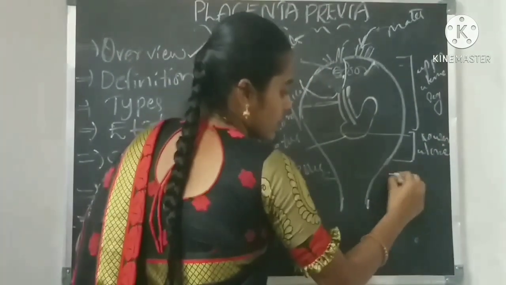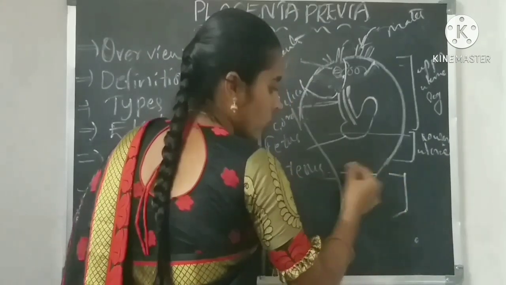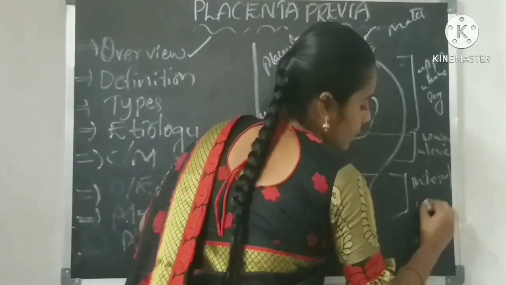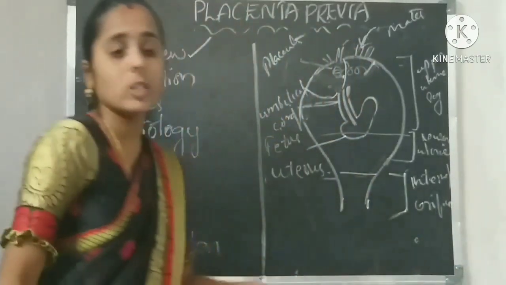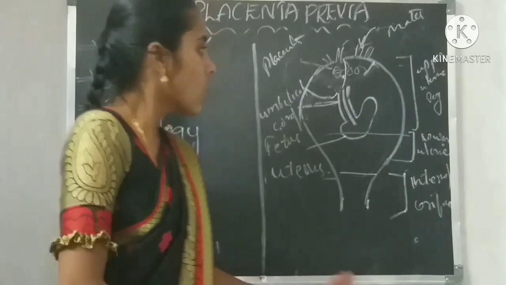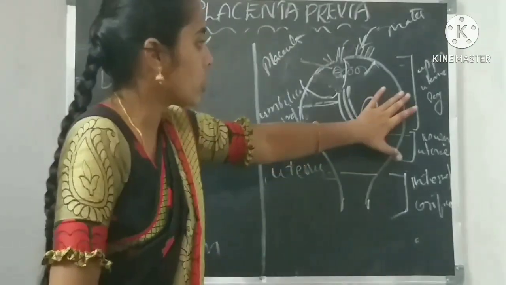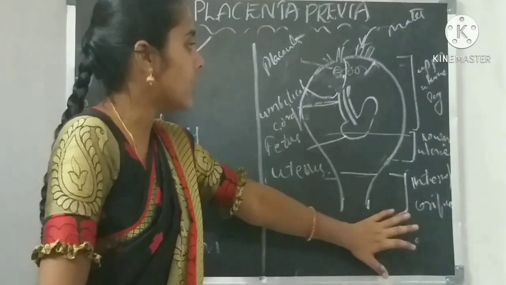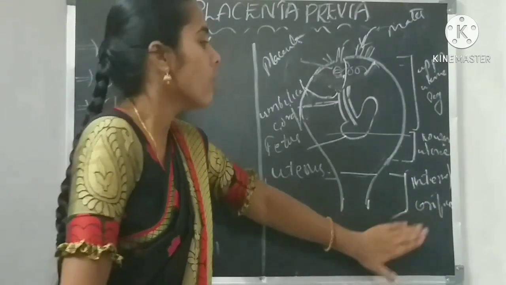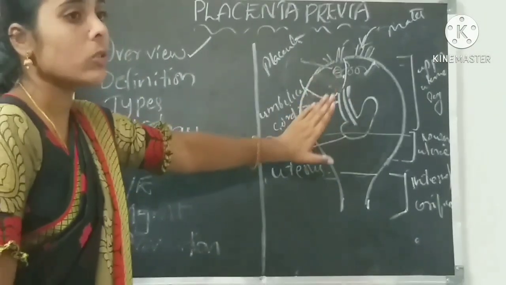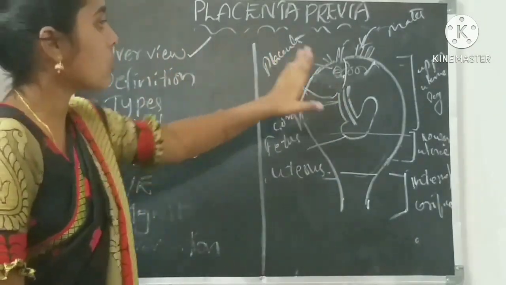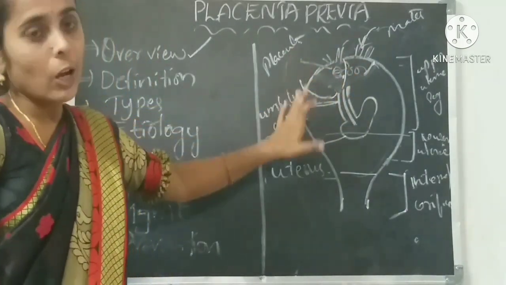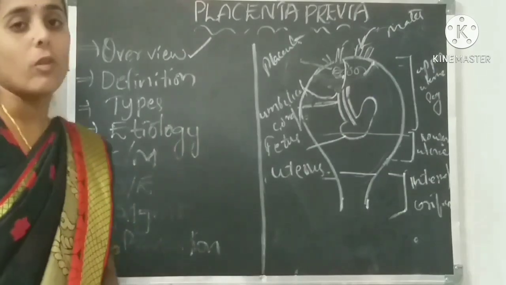And this portion is considered the internal OS, the internal orifice. Orifice means it's an opening into the vagina. So this is the upper uterine segment, this portion is the lower uterine segment, and this portion is the internal orifice, which opens into the vagina. In almost all pregnancies, the placenta is situated in the topmost side of the uterus or the side of the uterus. So this is the overview of the placenta.